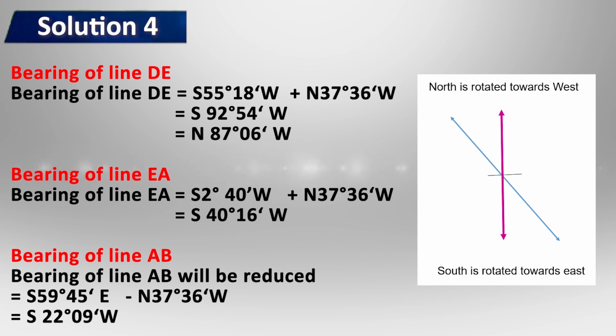The bearing of line EA is given as south 2 degree 40 minutes west. We'll add this angle, 37 degree 36 minutes. We'll get the bearing of line EA as south 40 degree 16 minutes west. Since the south is rotated towards east, the bearing of line AB will be reduced. So the bearing of line AB will be equal to south 59 degree 45 minutes west minus 37 degree 36 minutes west. So the value comes out to be 22 degree 9 minutes west.